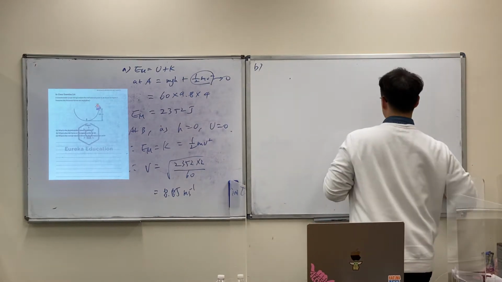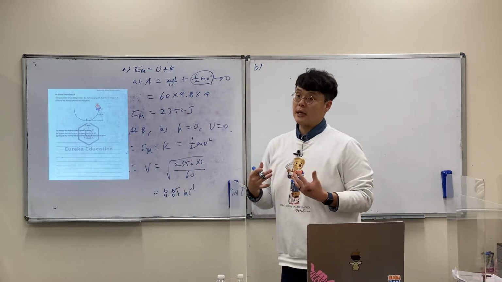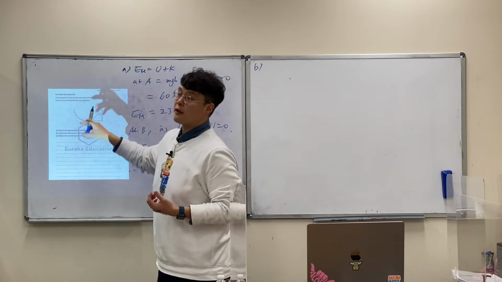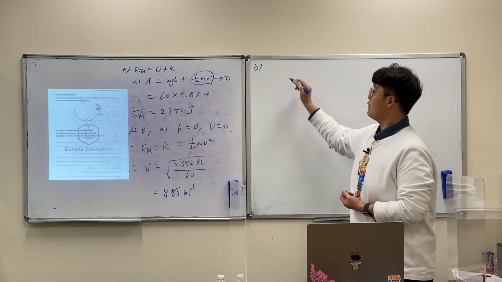But B would be special now. What is the net force on the skateboard at B? Mention the net force at B. What would be the net force at B? In circular motion, the net force is always what?